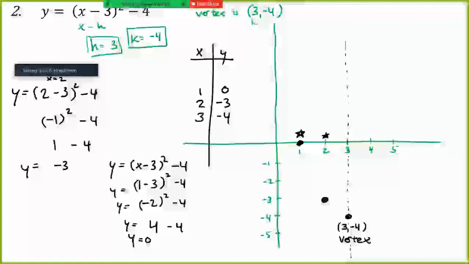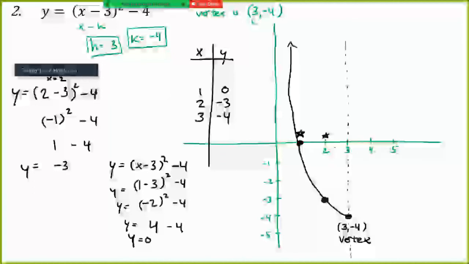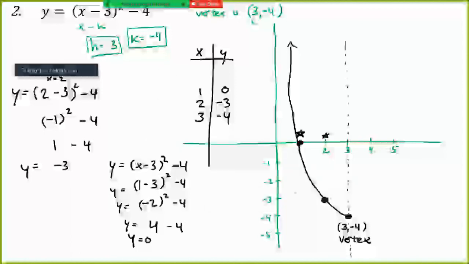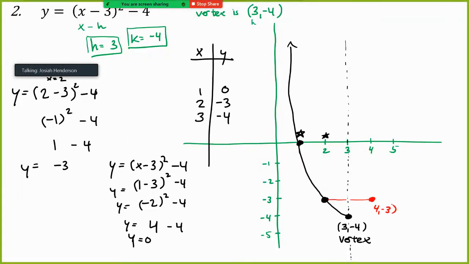Okay, we can connect those dots. Don't make them straight, make it a little curvy like that. That's good. And now let's use our symmetry to make the points on the other side. So, you know what? I'll do this in red to kind of contrast with what we've got going on. Our first point we found was 2, negative 3. So that's 1 unit away from the line of symmetry. So 1 unit on the other side, right here, that's 4, negative 3.